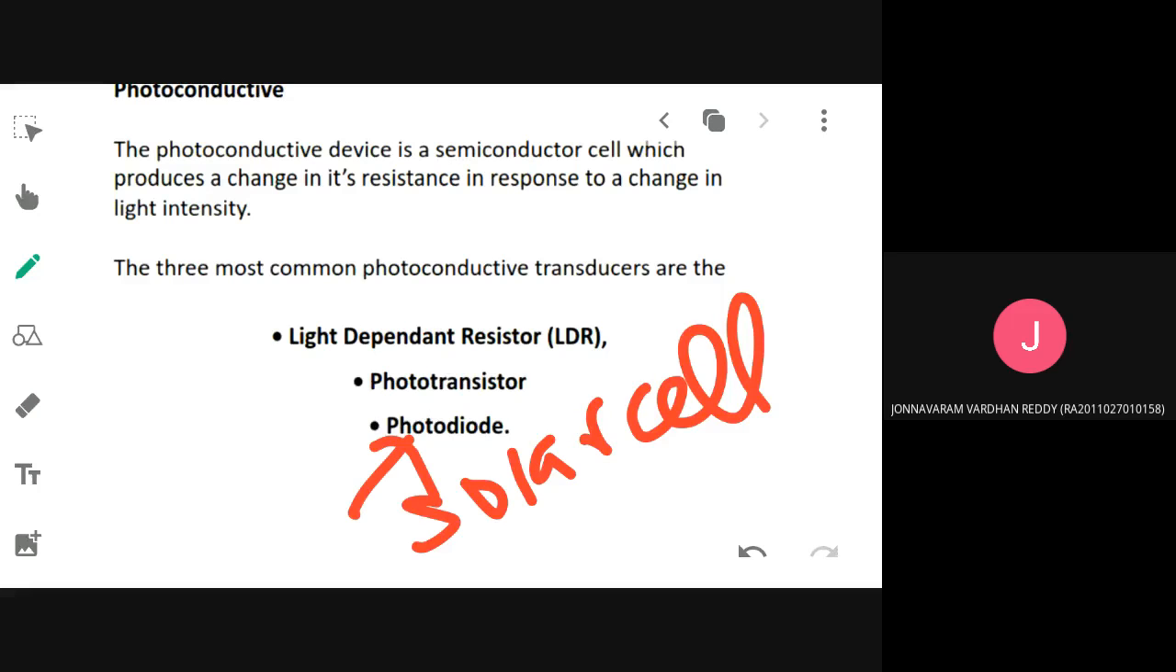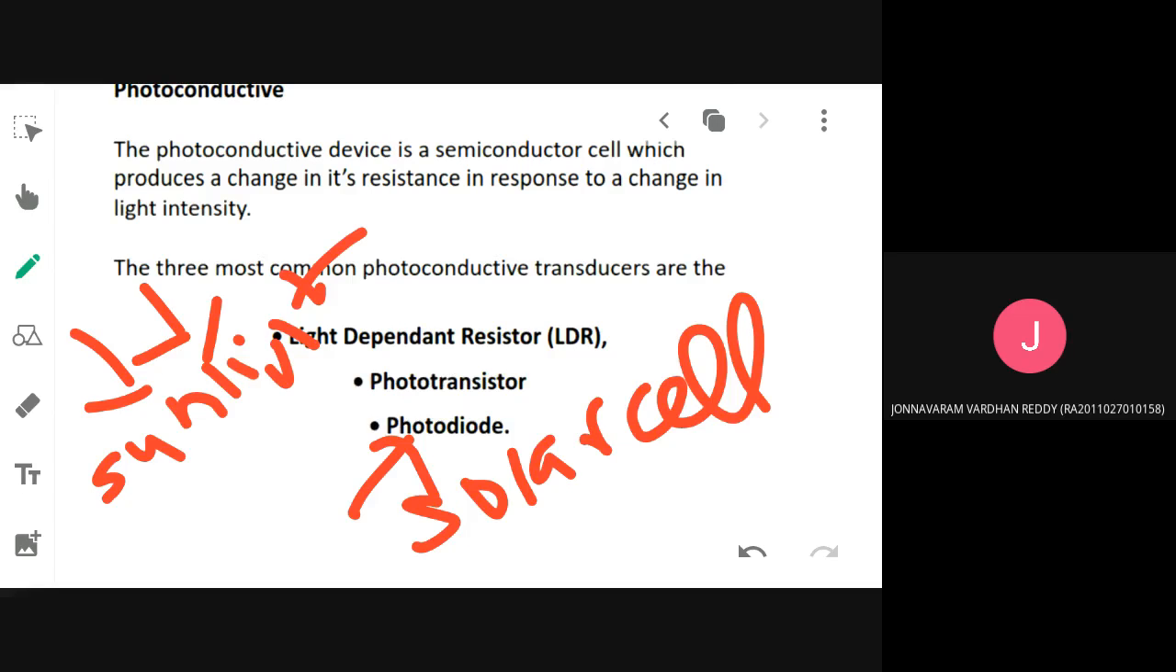So all these devices, you are going to input sunlight or any other light. When the light intensity varies, accordingly what will change? Resistance. With the resistance change, you will be able to change the electrical output signal also. So this is why they are all called photoconductive transducers.